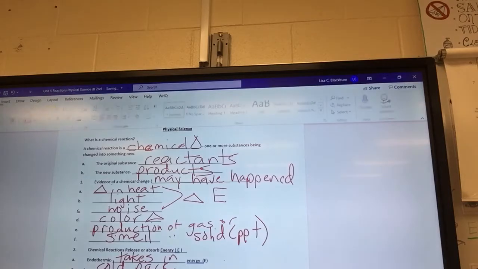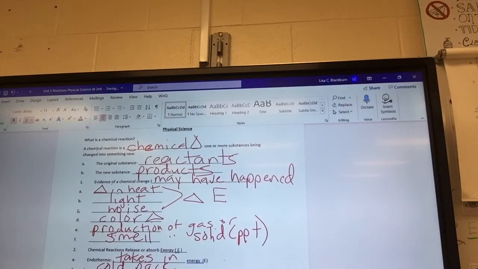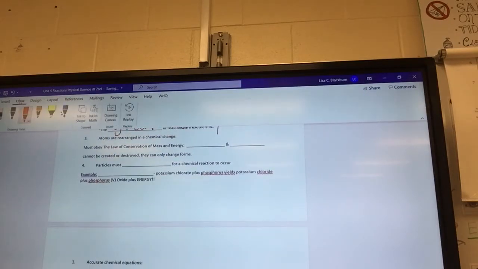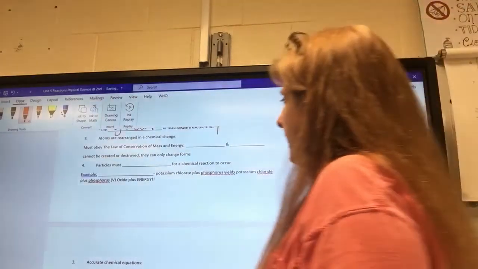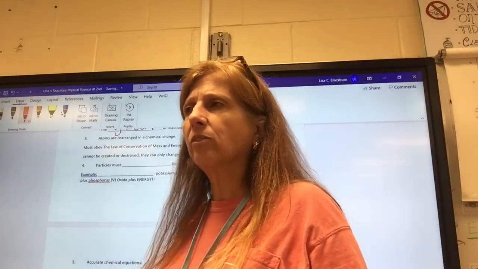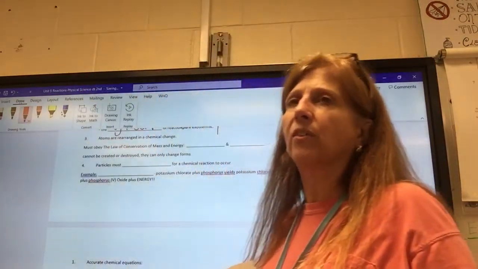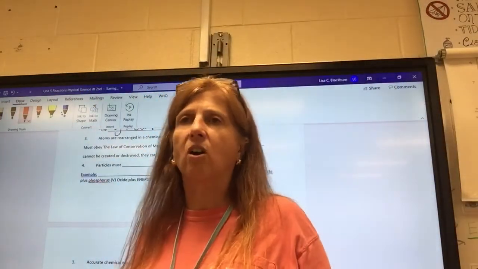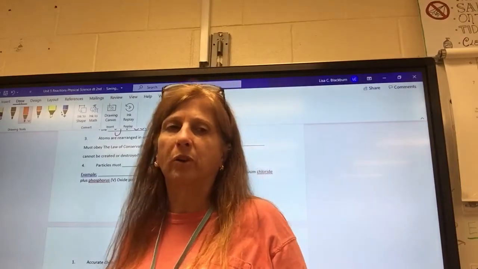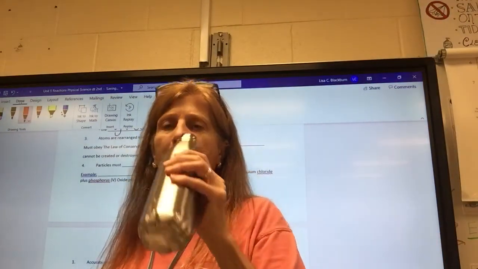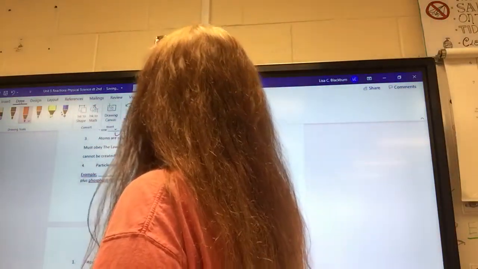Let's go over here to home. Then try to click on this. All right, so our next point is atoms are rearranged in a chemical change. Do you have that in your notes? Yes? Okay. They must obey the law of conservation of mass and energy. What is the law of conservation of mass and energy? I'll let you have bonus points for knowing it. And we talked about it on the quiz. What is it? Matter cannot be created or destroyed. Yes, matter and energy cannot be created or destroyed.